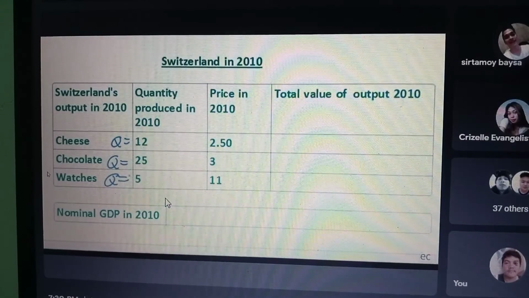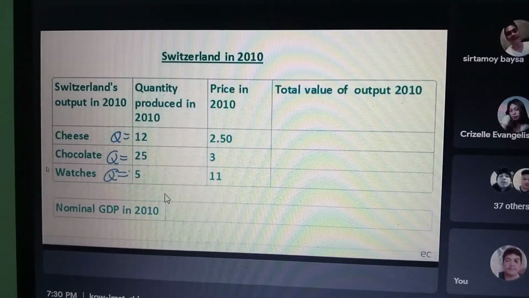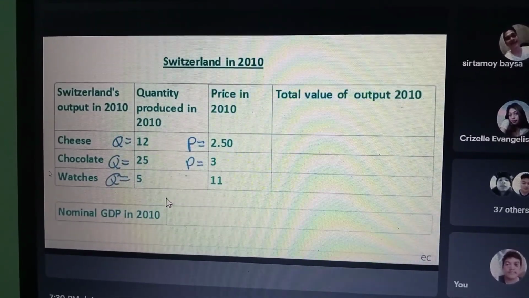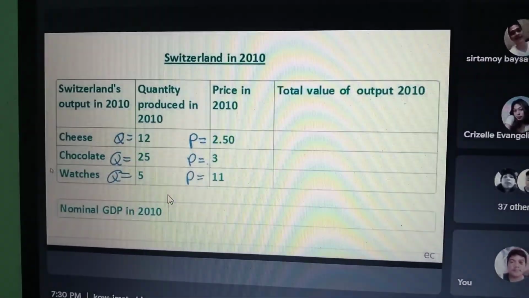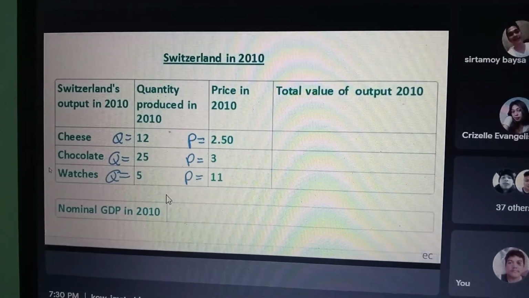But when we look at the price column, we can also see that prices increased for chocolate and cheese and watches. In fact, prices rose for all three goods in 2010. So what we get is a nominal GDP figure, which is inflated because of the higher price levels. Let's calculate nominal GDP now.